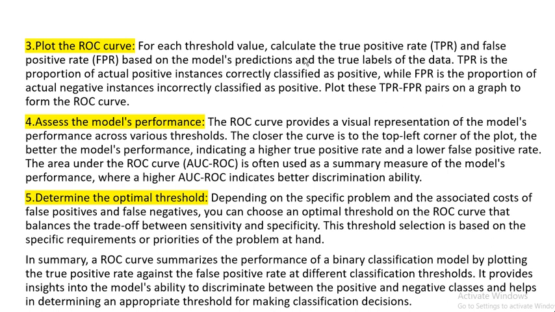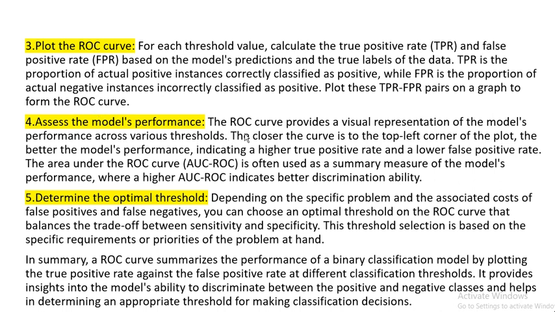For each threshold value, calculate the true positive rate and false positive rate based on the model's predictions and true labels of the data. True positive rate is the proportion of actual positive instances correctly classified as positive, while FPR is the proportion of actual negative instances incorrectly classified as positive. Plot these TPR-FPR pairs on a graph to form the ROC curve.